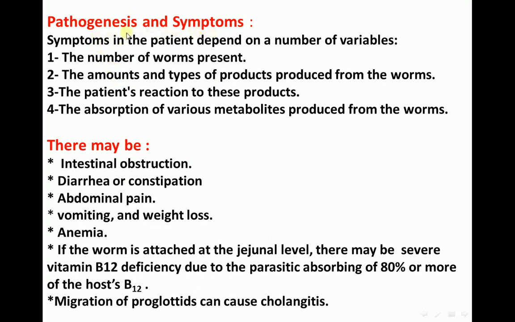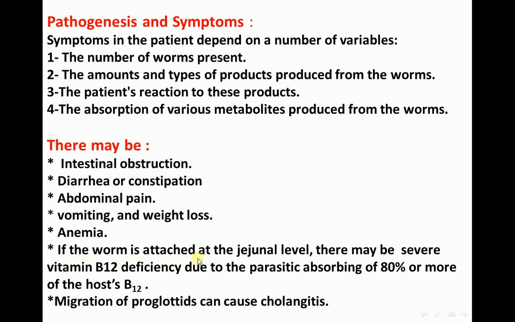Pathogenesis and symptoms. Symptoms in the patient depend on a number of variables. Number 1, the number of worms present. Number 2, the amounts and types of products produced from the worms. Number 3, the patient's reaction to these products. Number 4, the absorption of various metabolites produced from the worms. There may be intestinal obstruction, diarrhea or constipation, abdominal pain, vomiting and weight loss, or anemia.